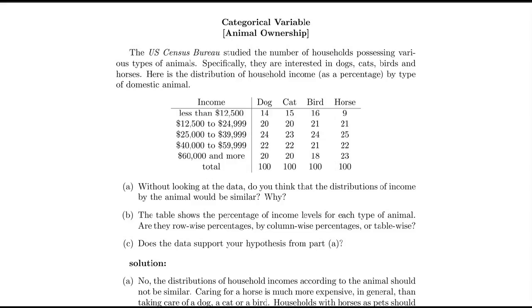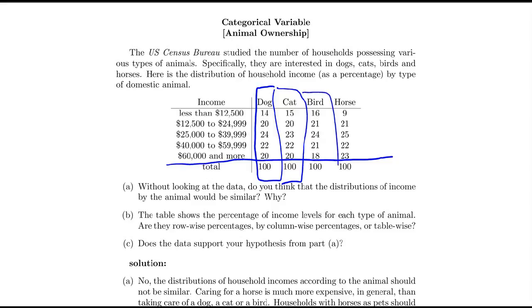And then in part B, we're asking: the table shows some percentages of income levels for each type of animal. Are these row-wise percentages or column-wise percentages? Well, here our distributions are put in the columns. So we have a distribution for income according to the type of animal, which is dog. Second column gives us another distribution. Third column gives us another distribution, and so does a fourth. And so these percentages are actually column-wise.